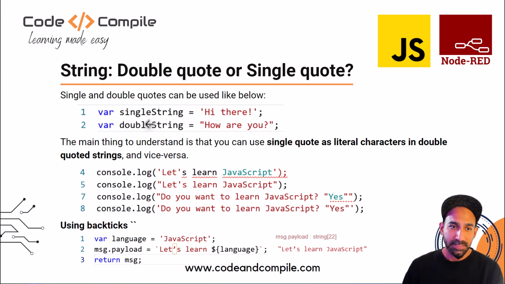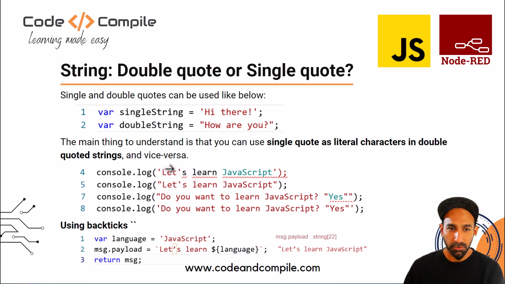So for example, if you see here, we have a single string where you can use a single quote, and this will also display output as a string. Or you can use double quote. Now the question is where to use single quote and where to use double quote. This comes up when you're writing a string like, for example, here, let's learn JavaScript. And here you already have a single quote between T and S.